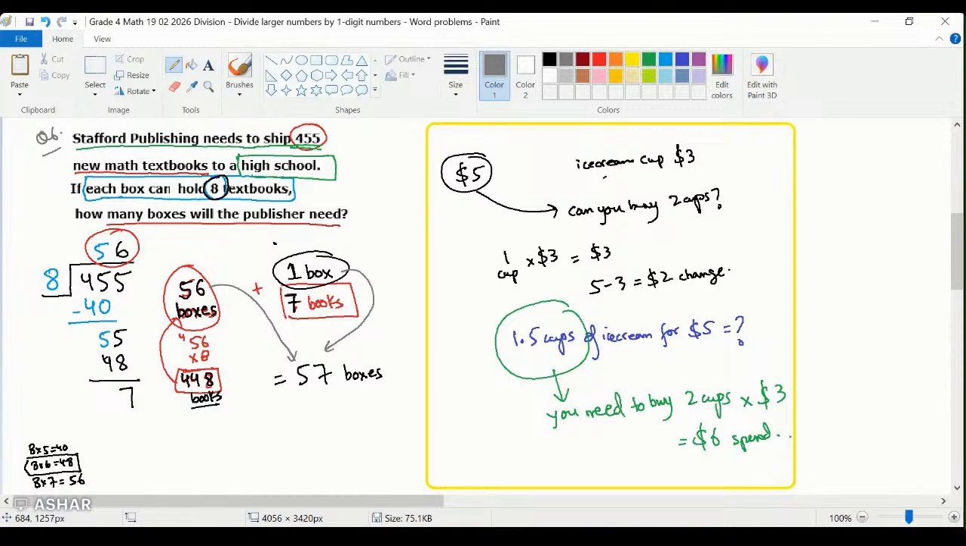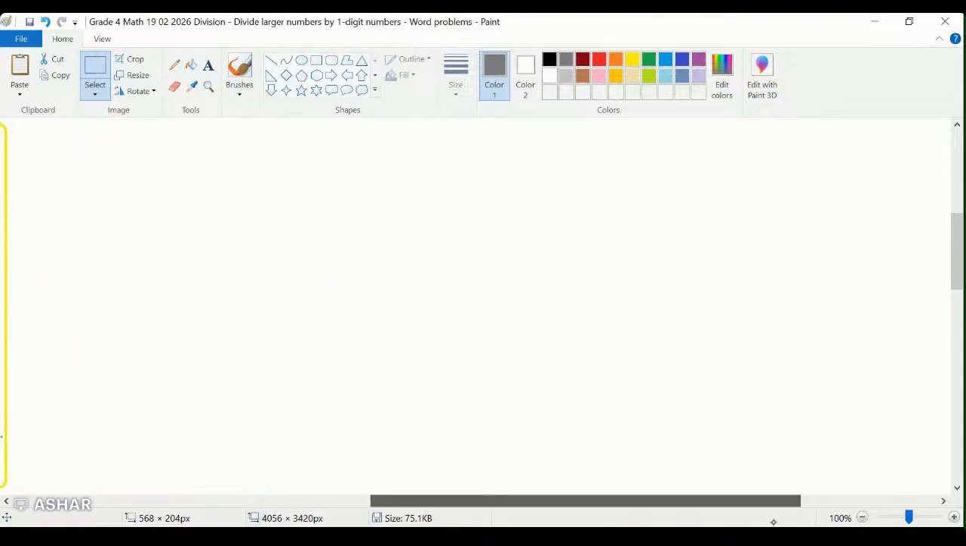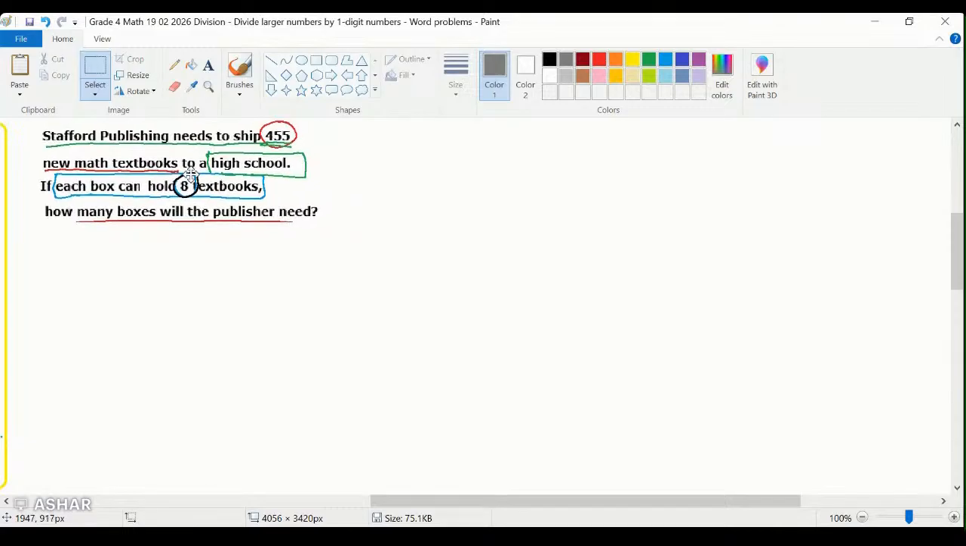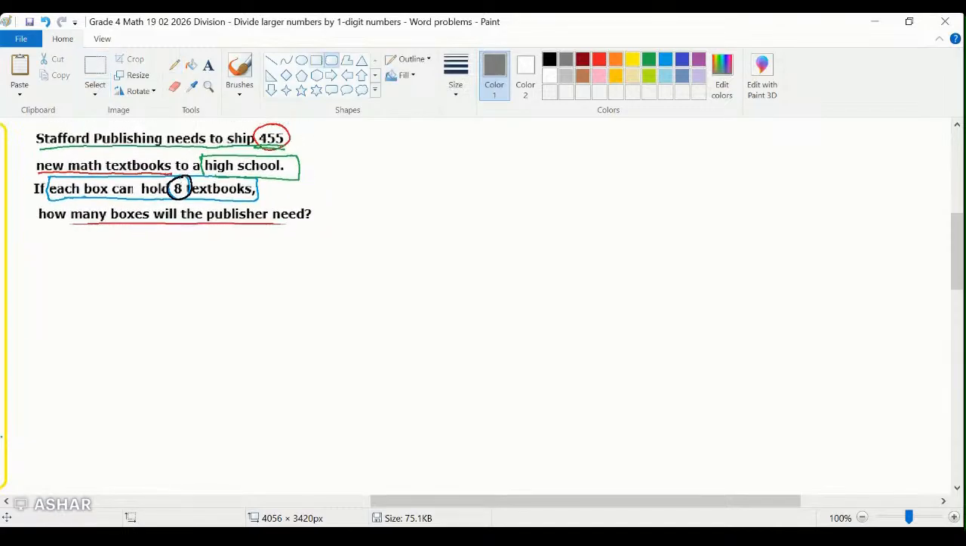Okay, let me just do this question with a diagram, right? Diagrammatic representation, okay? Then you will have a better idea. Let's do this again. Just give me a minute. I would want to make a box. A box has 8 books. 1, 2, 3, 4, 5, 6, 7, 8. If each box had 8 books in it, right?